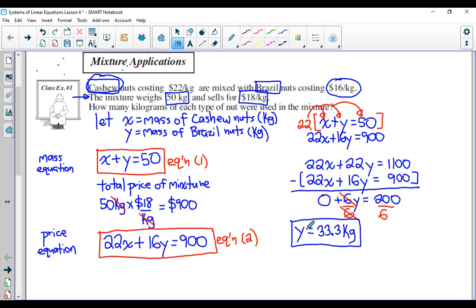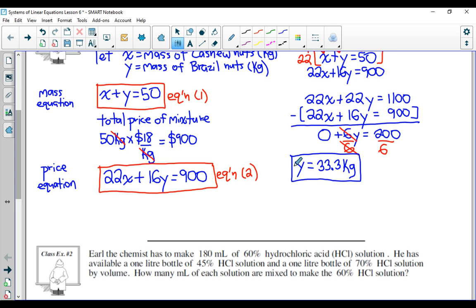Once you have the value of y to get the other variable, sub it into equation 1 or equation 2 and solve for x. Always sub it into the equation that's easier to deal with, and that is clearly equation number 1. So I'm going to sub y is equal to 33.3 into equation number 1. So that's going to be x plus y is equal to 50.